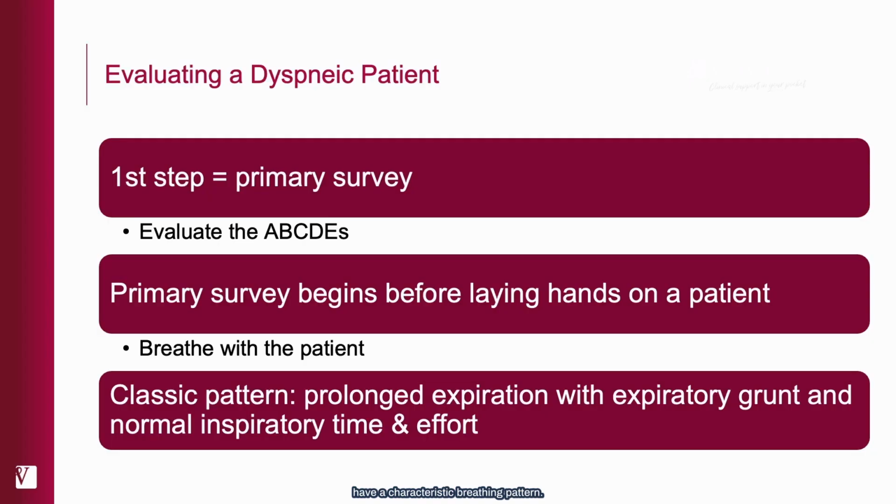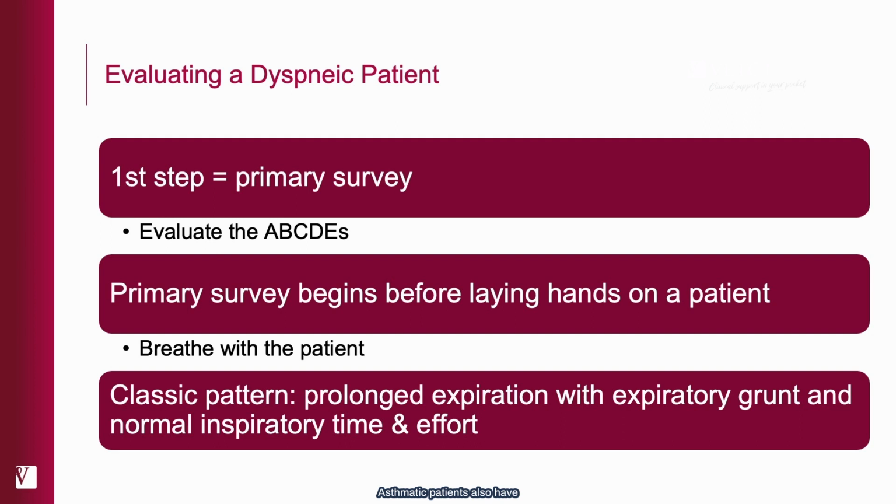Asthma is a problem of a cat's lower airway. And as you'll recall, the lower airway is comprised of the intrathoracic trachea, primary and lobar bronchi, and the bronchiolar arborization. Patients with lower airway problems have a characteristic breathing pattern. They have prolonged expiration with normal inspiratory time and effort.